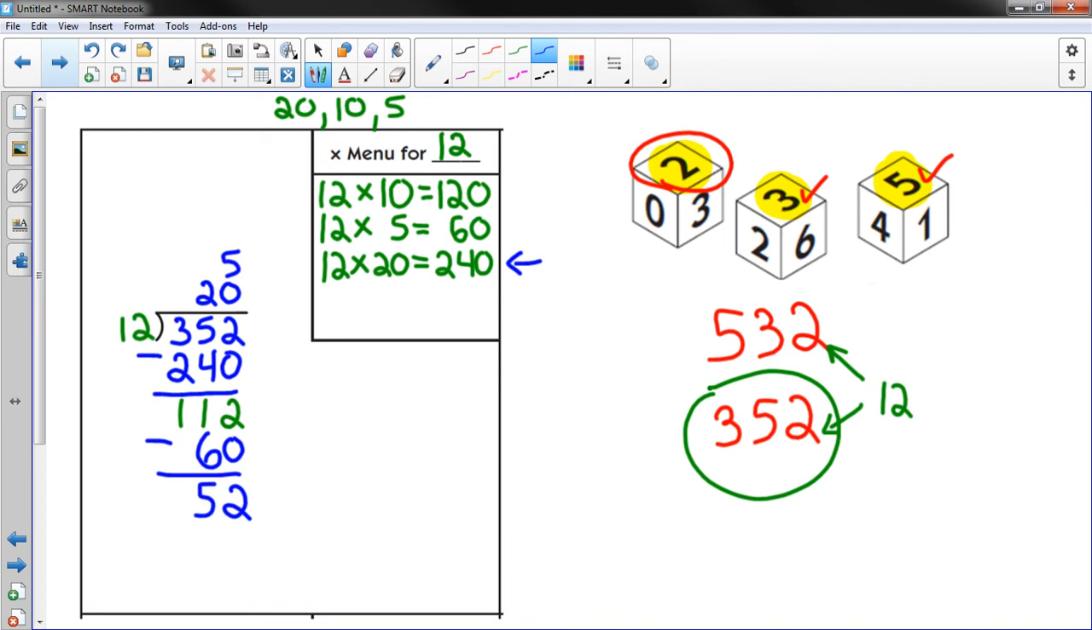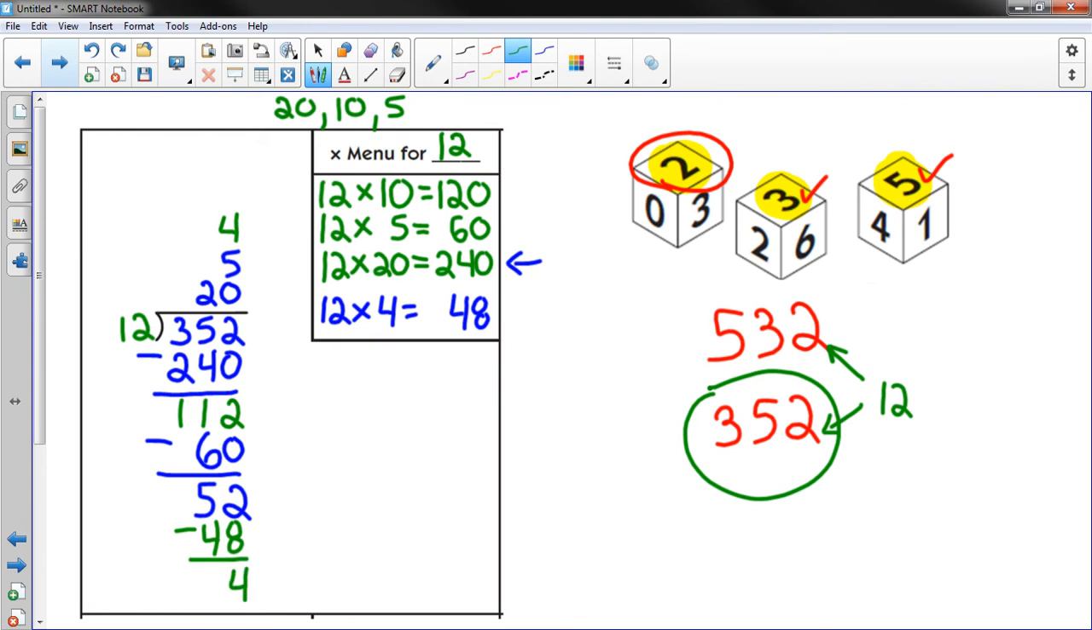Alright. How many 12s go into 52? Well, I don't really have anything in my menu that's going to help. They're all too big. So I'm going to write another one in there. 12 times 4 equals 48. That's really close, so I'm going to use that. So I'm going to write a 4 up here, and 4 times 12 is 48.